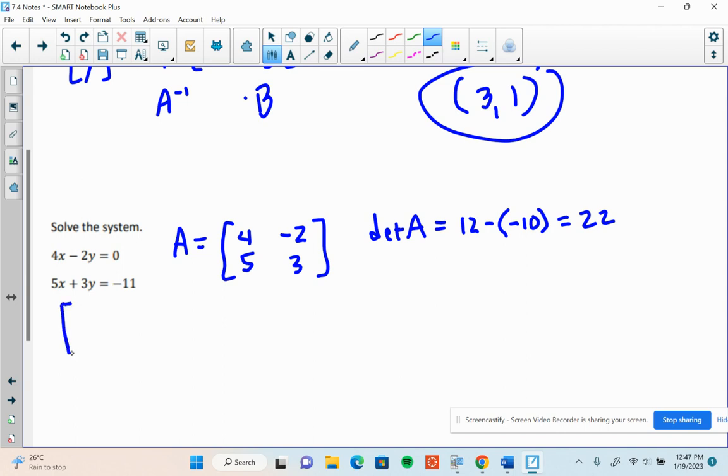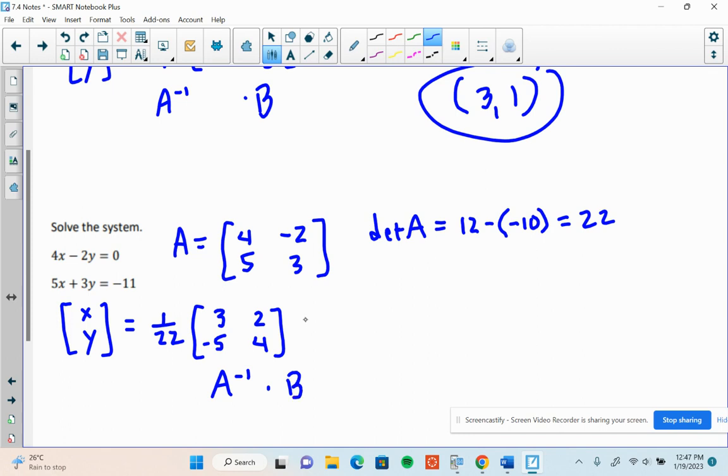So now our solutions x and y are going to be calculated by taking A inverse. So we need 1 over 22, 1 over the determinant, times the matrix that we get by switching the 3 and the 4, changing the sign on the negative 2 and the positive 5. This is our A inverse. Now we have to multiply that with matrix B, which is the constant matrix, containing the 0 and the negative 11.